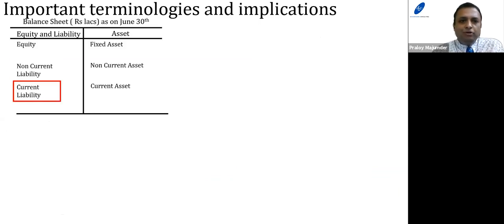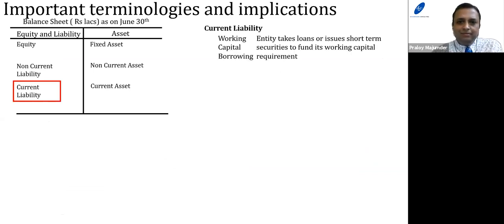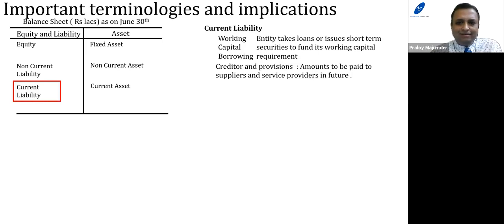Now, the next important point is the current liability. What we have discussed so far is equity and non-current liability. Now we shall discuss current liability. In the case of current liability, there is working capital borrowing. What does it mean? The entity takes loans or issues short-term securities to fund its working capital requirement. What is the working capital requirement? Current assets. Since I will get back the money within 12 months, I need funds for within 12 months. So that's why I'll issue some securities where the money will be paid within 12 months. That is called current liability.